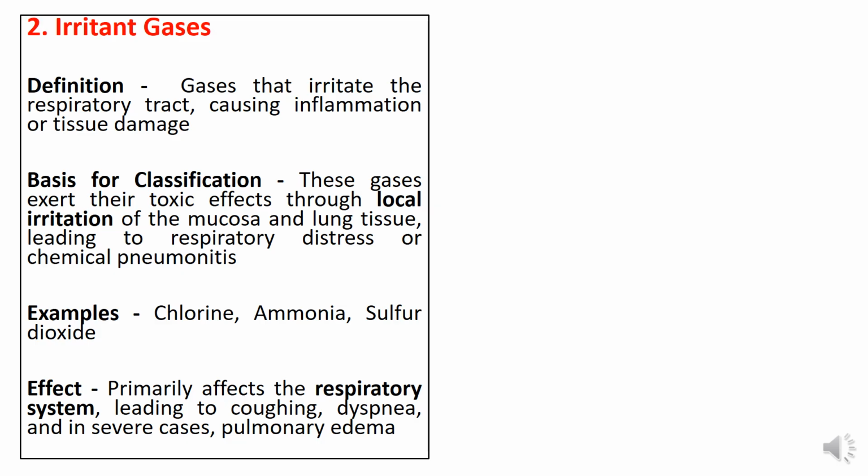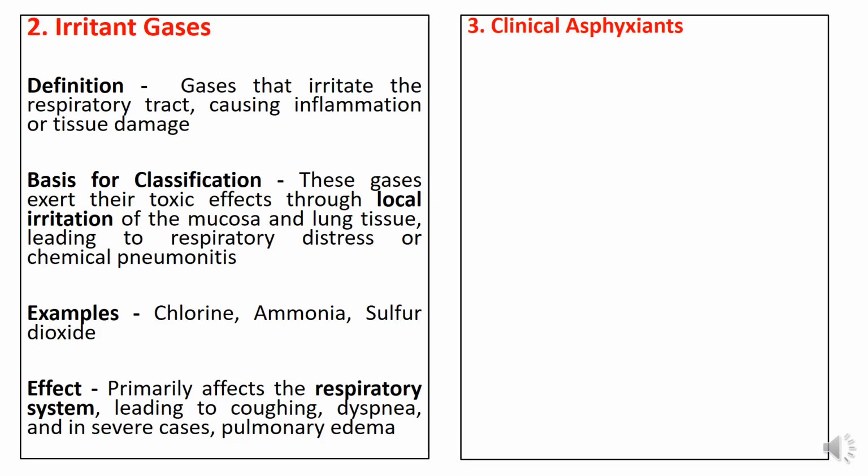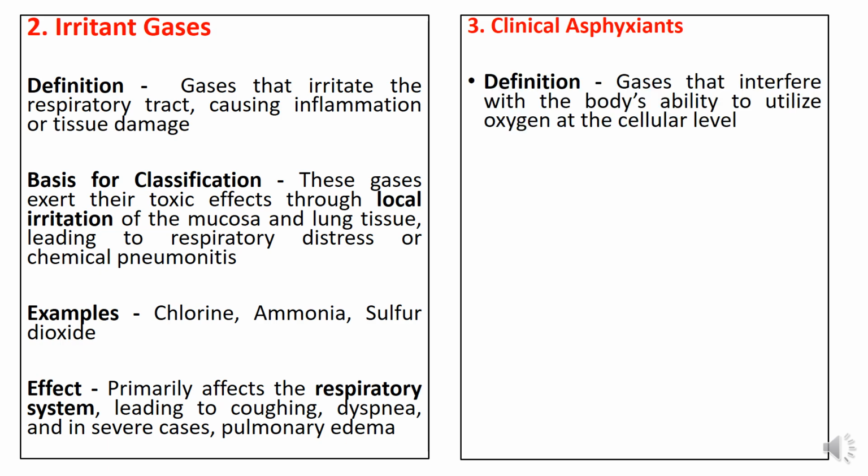What do you mean by an irritant gas? Such gases just irritate the respiratory tract, causing inflammation or tissue damage, and do not react with the blood. Examples: chlorine, ammonia, sulfur dioxide. So the effect is primarily on the respiratory system, leading to coughing, dyspnea, and in severe cases maybe pulmonary edema as well. Finally, the most important one is the chemical asphyxiant.